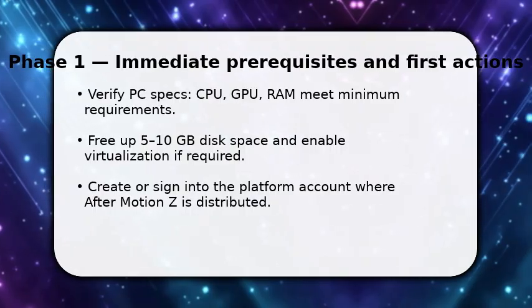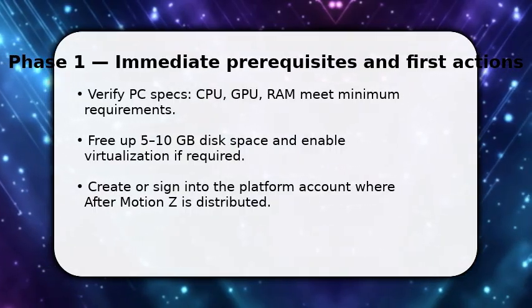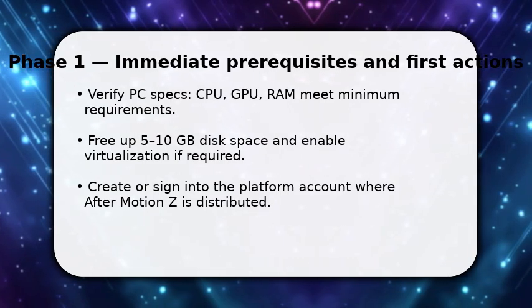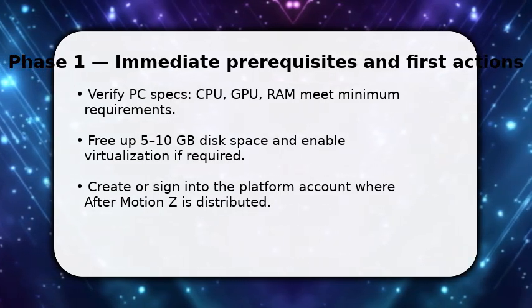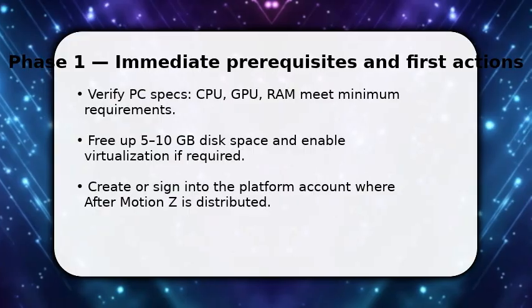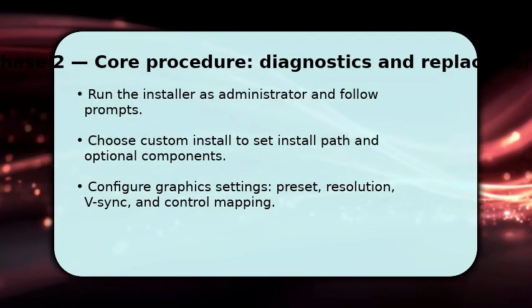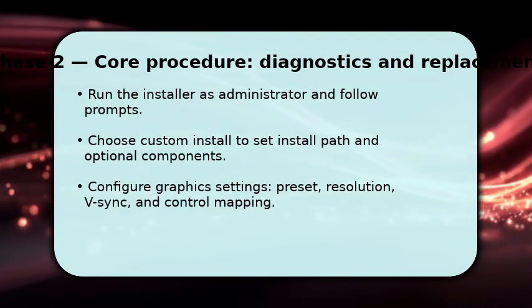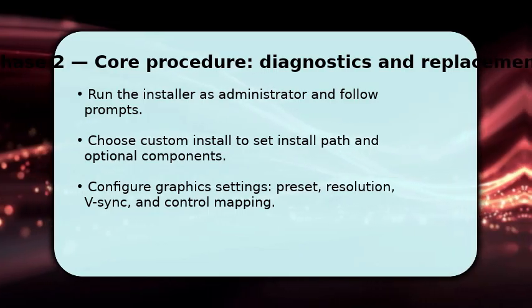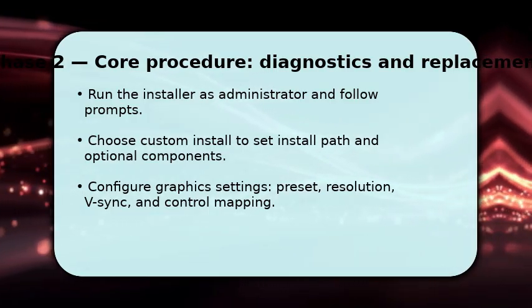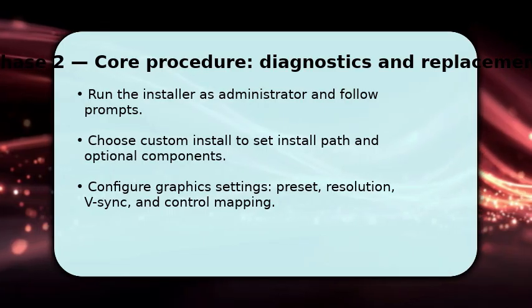You're now ready to run the installer. Proceed when the file finishes downloading. You run the installer as administrator. Doing so prevents permission errors during setup. When prompted, choose Custom Install to control the install path and any optional components. That avoids unnecessary extras. Once installed, launch the app and open Settings.